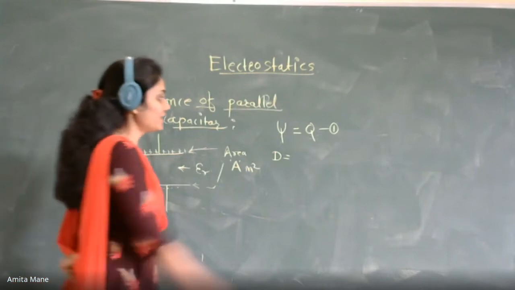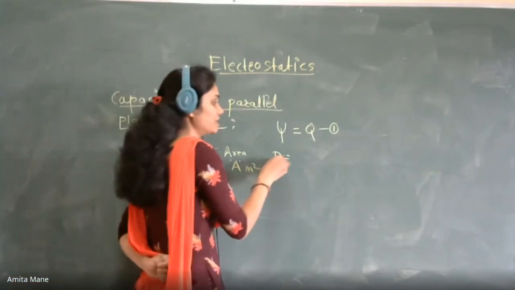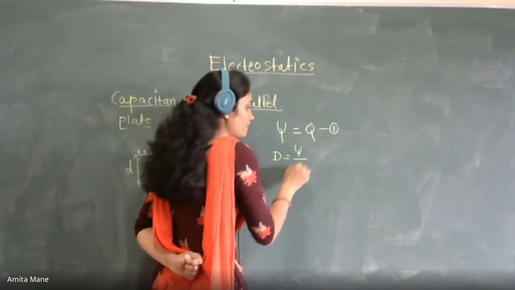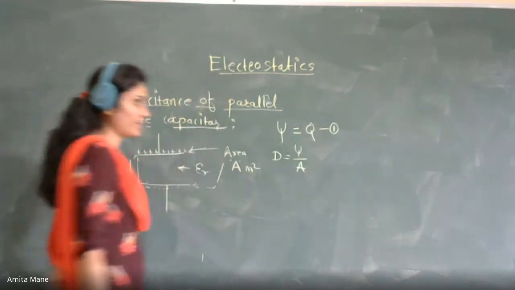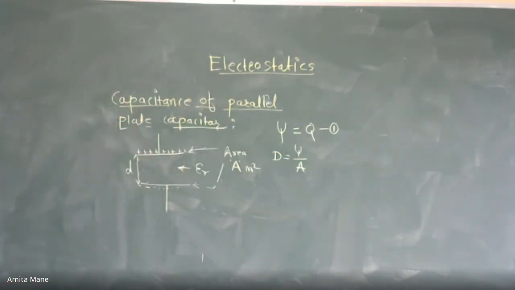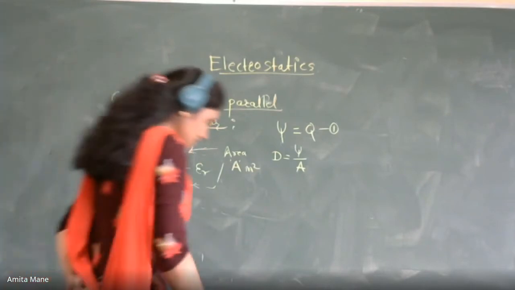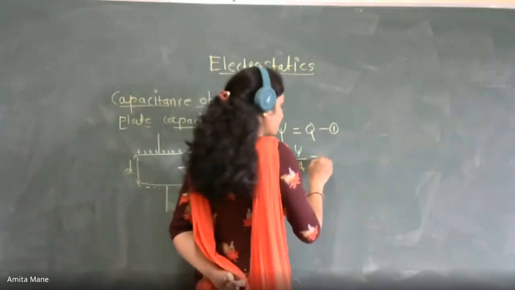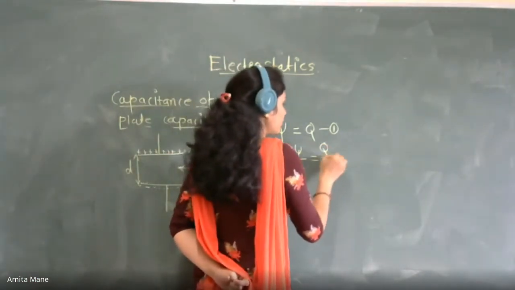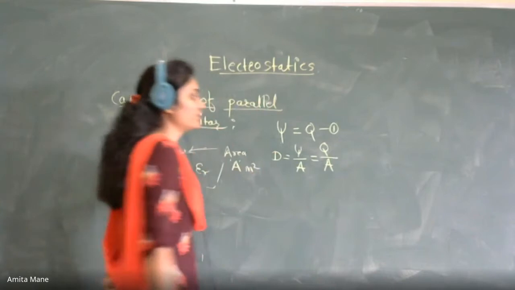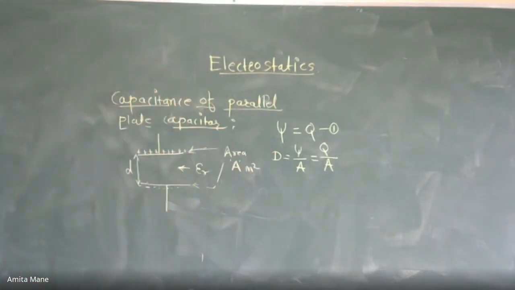Next, electric flux density D is the flux divided by area. But this flux is nothing but Q, from equation 1. So D is equal to psi divided by A, which is equal to Q divided by A.